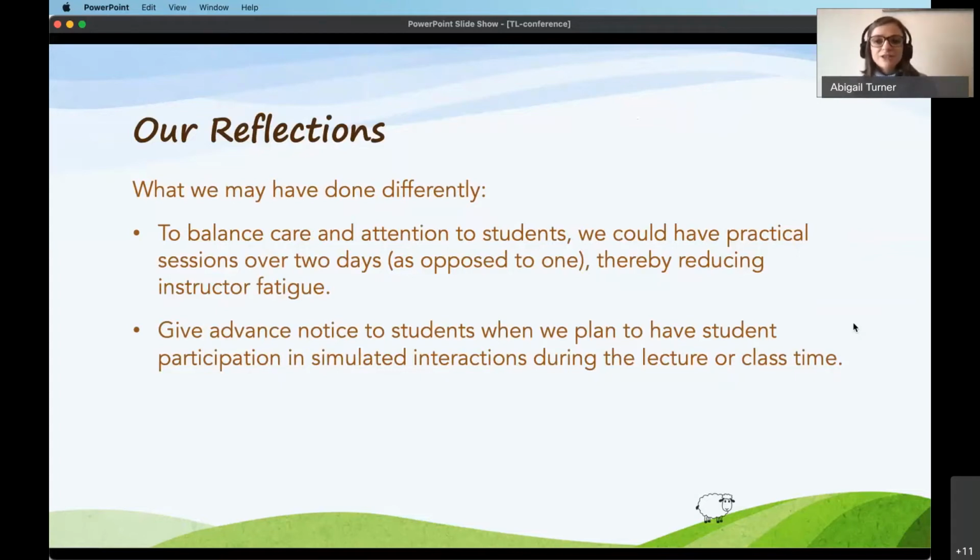Another thing that we could have done differently is perhaps give students advance notice on when we plan to have participation in class when we had our simulated interactions. During the simulated interactions, it's best to have your video on so you're actually interacting with the patient or healthcare provider. But during our class times, lecture slots, students didn't tend to have their videos on. So when we did implement these simulated interactions during class time, students weren't always prepared for that. They weren't prepared in their appearance or their environment, which sometimes could have limited them from participation.